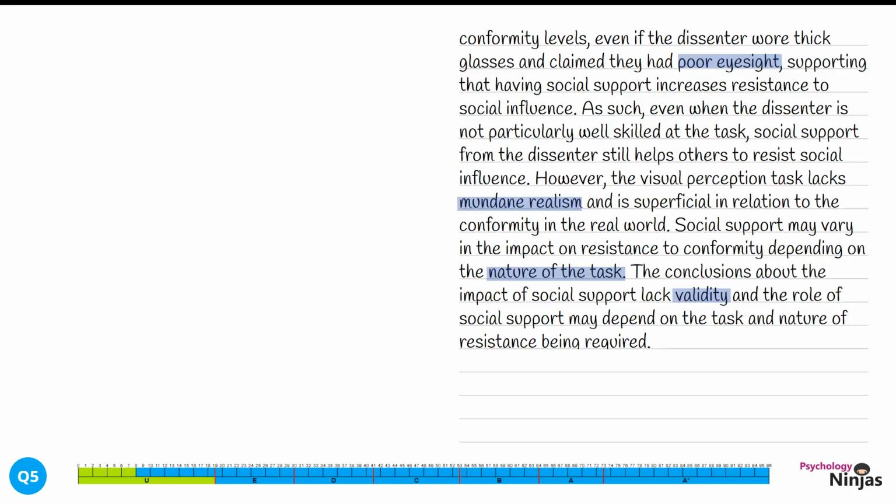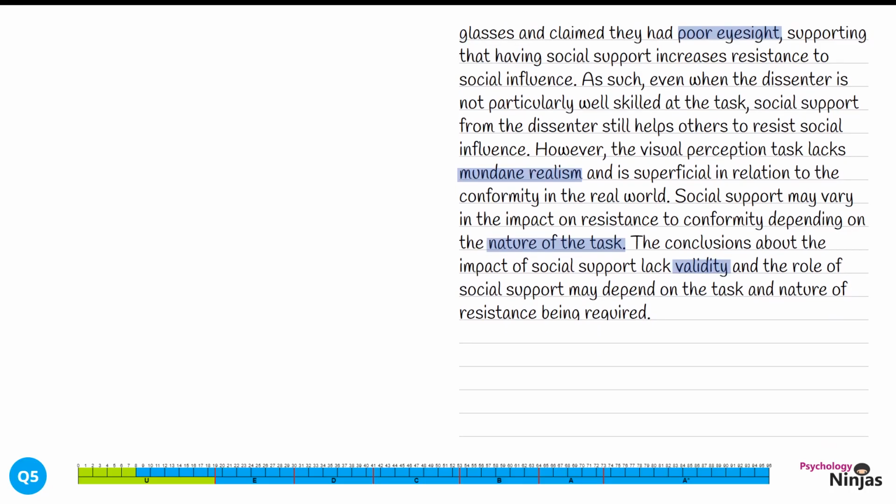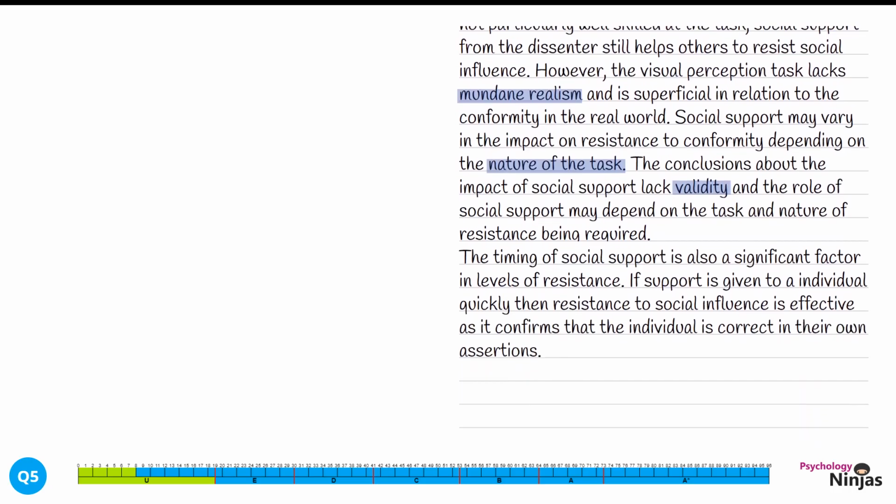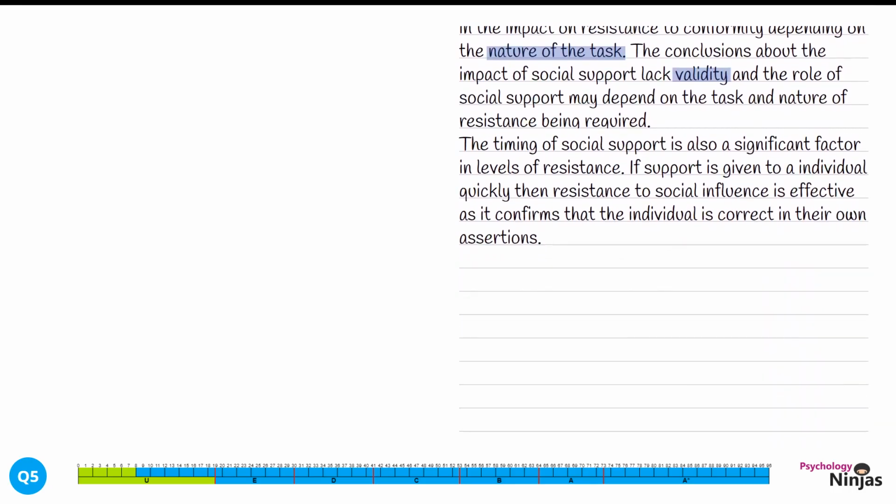Our response is now going to move back into explanation. The timing of social support is also a significant factor in levels of resistance. If support is given to an individual quickly, then resistance to social influence is effective, as it confirms that the individual is correct in their own assertions. Again, we've identified an explanation through timing, but more importantly, we said why this has an impact, that it confirms that we're correct if it's done quickly, and if it's not done quickly, we start to doubt our own judgments.